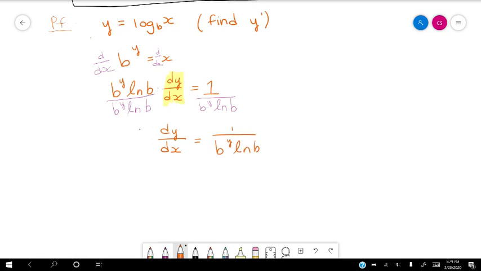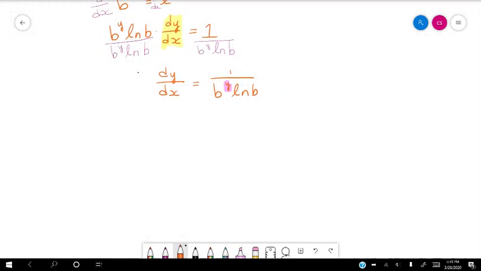And right now we have an equation for y prime, which is what we want. Remember, that's our motive up here. But we started off with a function of x, right? y was only in terms of x. And right now our derivative has a y in it, which doesn't make sense. So we have to get rid of that y. And luckily, we have an equation for y. We know that y is equal to log base b of x. So we're going to make that substitution.